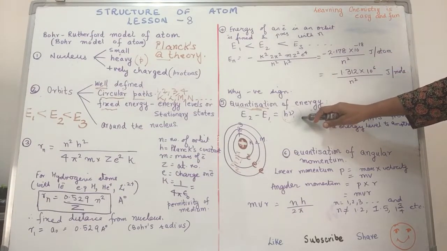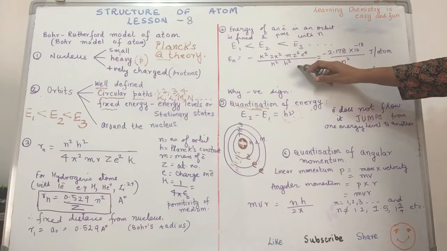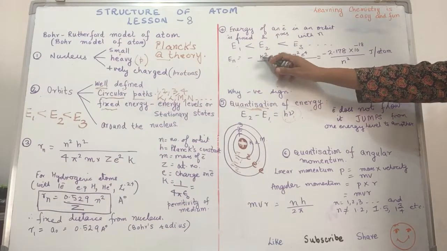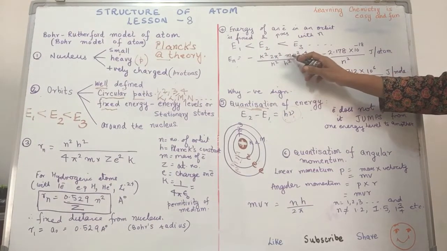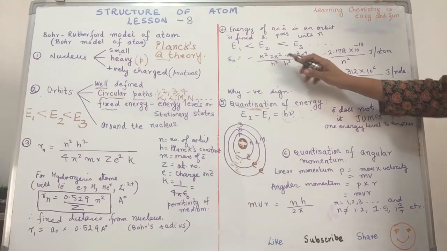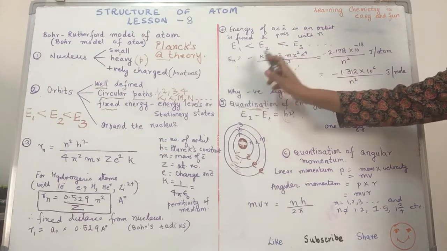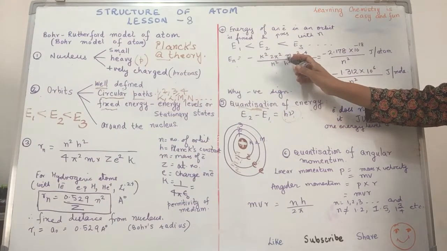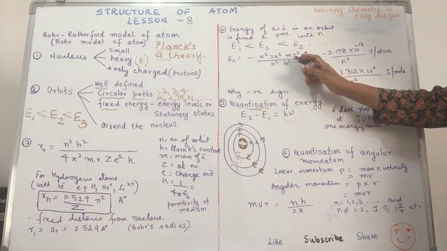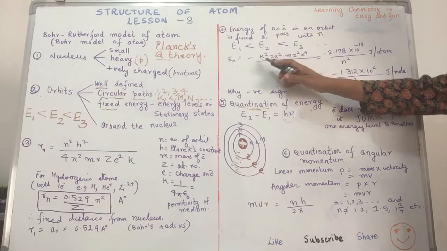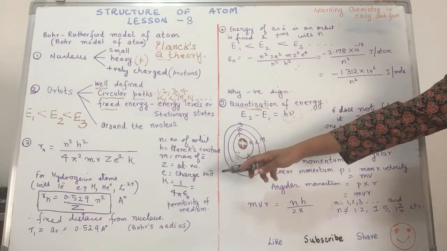Based on this concept, he also gave the amount of energy associated with each orbit. So En is given by minus k square 2 pi square m z square e to the power 4 upon n square h square, where the meaning of the symbols are: we have pi, of course, the constant 3.14, mass of the electron is m, z is the atomic number, e is the charge of the electron, k is called the permittivity of the medium.